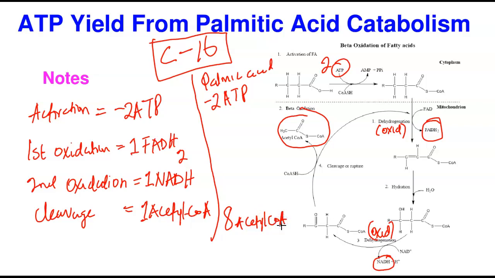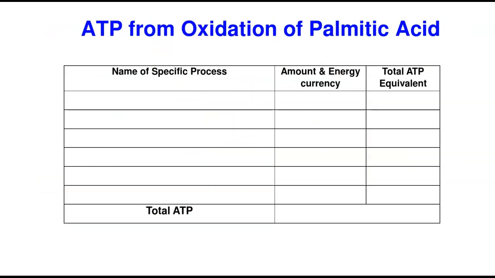Now, if we have 8 acetyl-CoA, the number of NADH and FADH2 is equal to the number of cycles, which is the number of acetyl-CoA minus 1. 8 minus 1 gives us 7 FADH2, and we're going to get 7 NADH. So these are the numbers we're going to use in our calculation. So let's start. We need the name of the specific process, the amount of energy currency, and the total ATP. I don't want you to begin to think about the reactions. Just name it, like I say, activation. The first process is the activation reaction.